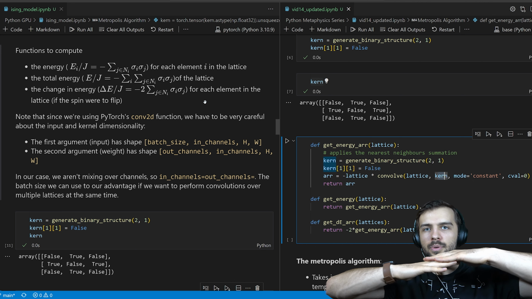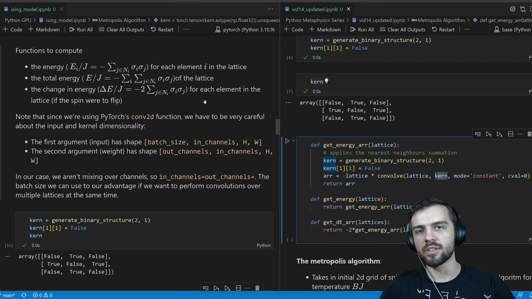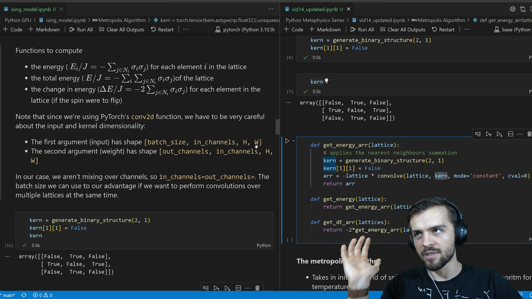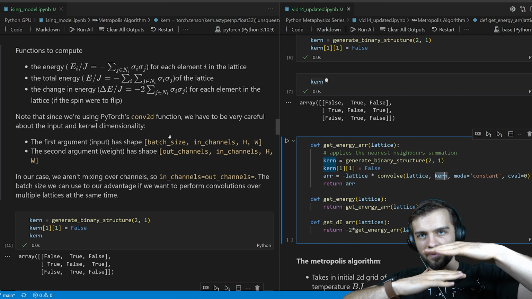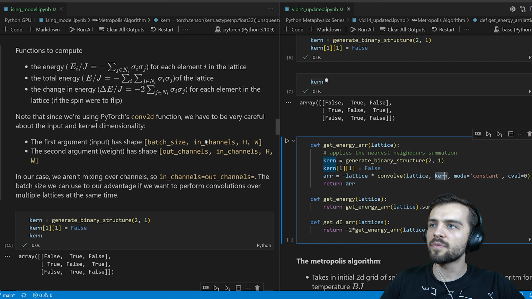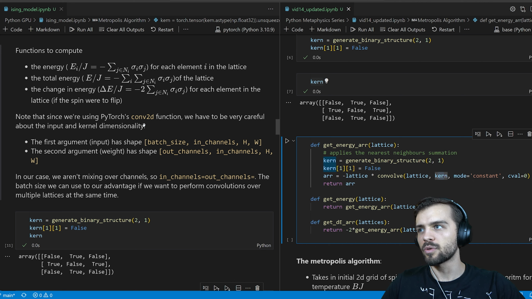So if I had multiple layers on top of each other of spins, I couldn't just give a 2 by 1,000 by 1,000 array where 2 is the batch if I have two things here. I also have to stretch it so it has this input channel. So it's just going to be a dimension with one element in it. But you need this for the PyTorch function.